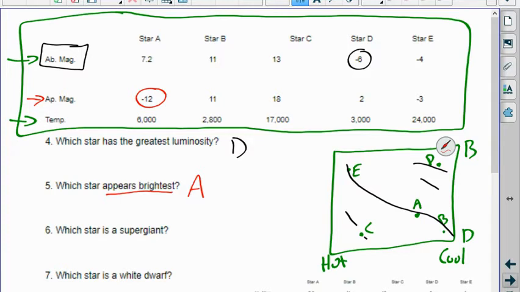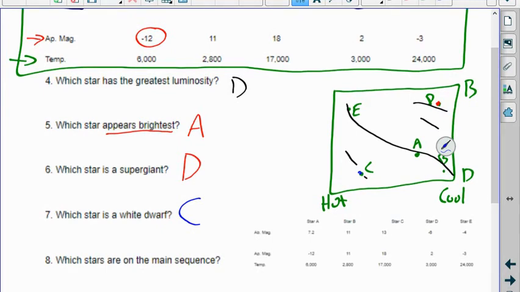Which star is a supergiant? So instead of having to go through all the stuff, I can just look over here and I see that star D was my supergiant. So I'm done with that. It's a cool, bright star. Which star is a white dwarf? So again, I've already done that. I put it right here. Star C is my white dwarf. It is a hot, dim star.